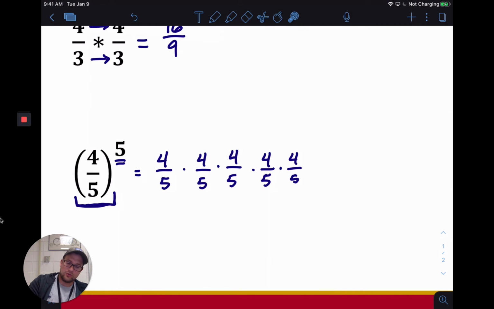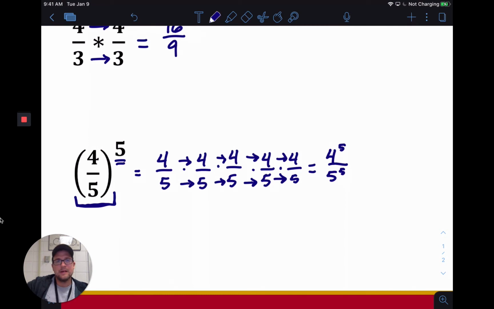Now, what we're going to do is multiply straight across. All of those 4s are going to get multiplied together. Since we're multiplying 4 by itself 5 times, we can actually say that as 4 to the 5th power. Now on the bottom, if I have 5 times itself 5 times, we could also say that as 5 to the 5th power.